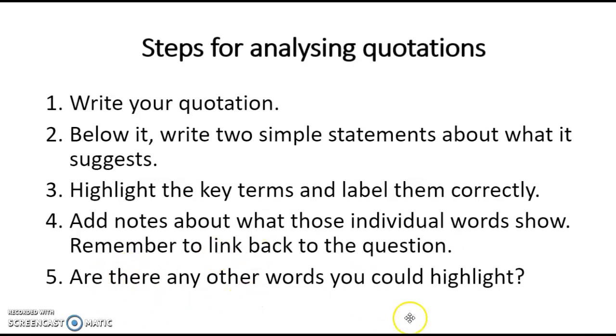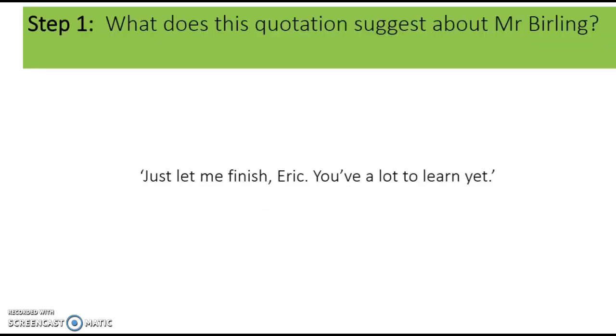And then finally, are there any other words you could highlight? So try and highlight more than one word so that you've got a lot to say about that quotation as well. And I'll show you what I mean by that in a moment. So here is an example. So this is the quote that we've been given for this first point here. I would like you for step 1 just to write 2 statements underneath this quote. So write this quote down somewhere in your notes and underneath it write 2 statements about what this suggests about Mr. Birling's character. So I'm going to give you just a couple of minutes to do that. If you could please pause the recording.